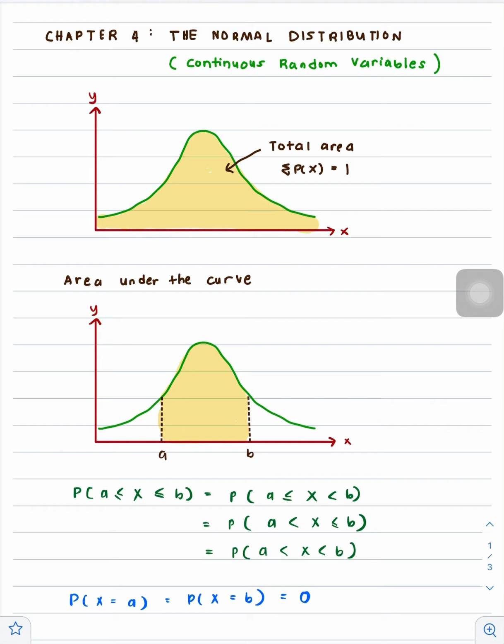Because if you find the area on this single line, which is P(x equal to A), or on this single line, which is P(x equal to B), this is equal to 0. Because one single line doesn't have any area. So the probability is equal to 0. So these are the basic things that you have to know in normal distribution.